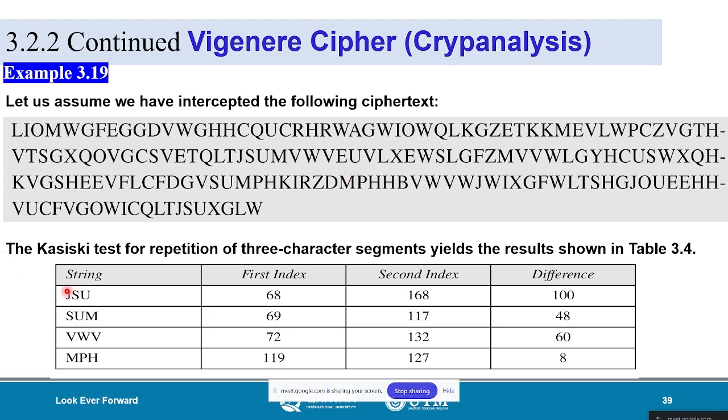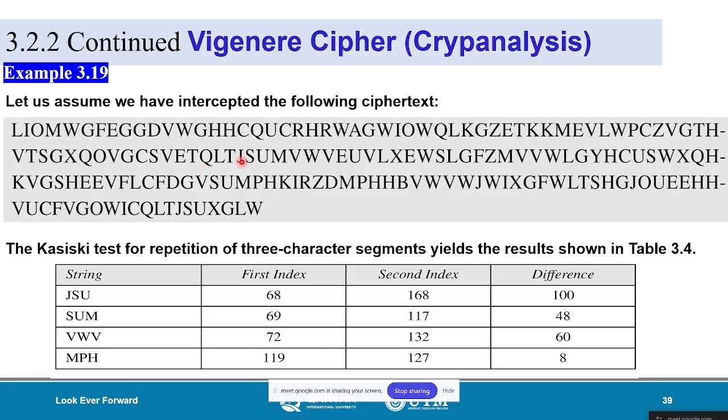We say, well, I saw the JSU in the first index was 68. Okay. And the second index that I saw was 168. So 168 is in here, and the 68 is here. JSU, this is the index of 68 and this is 168. Now the difference is 100.